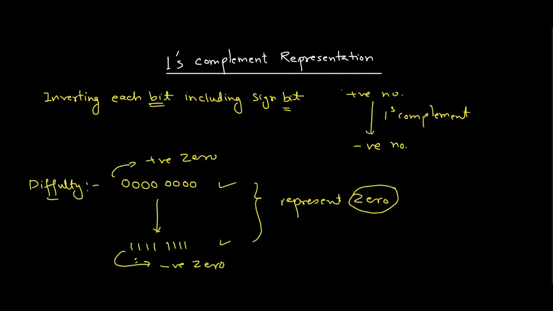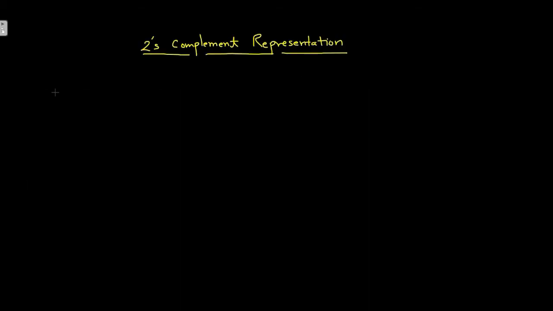Now, the third method is 2's complement method. 2's complement representation can be found using 1's complement. Here we can find 2's complement by simply first determining 1's complement and then adding 1 to it. It becomes 2's complement.